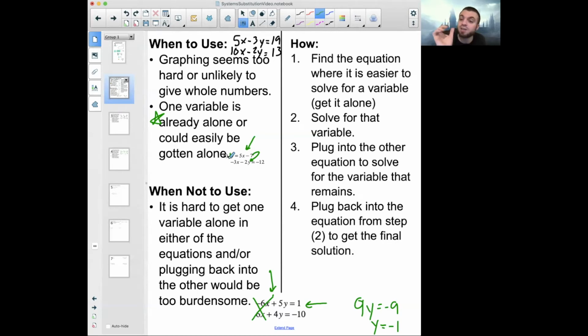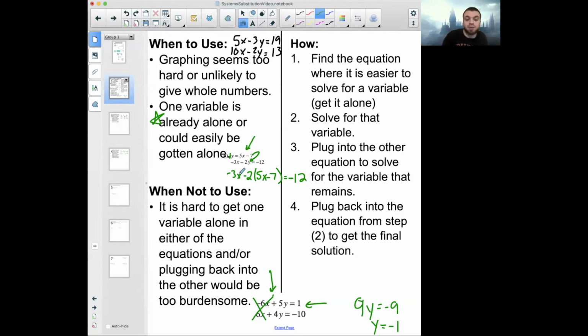Then when you get that letter alone, you take it and plug it into the other equation. What that does is make the other equation have only one letter in it. So in this case, if I plug the 5x minus 7 in for y, since I know that y is equal to 5x minus 7, instead of writing y, I can write 5x minus 7. Now this turns into an equation with only x in it, and that allows me to solve it and get a number.